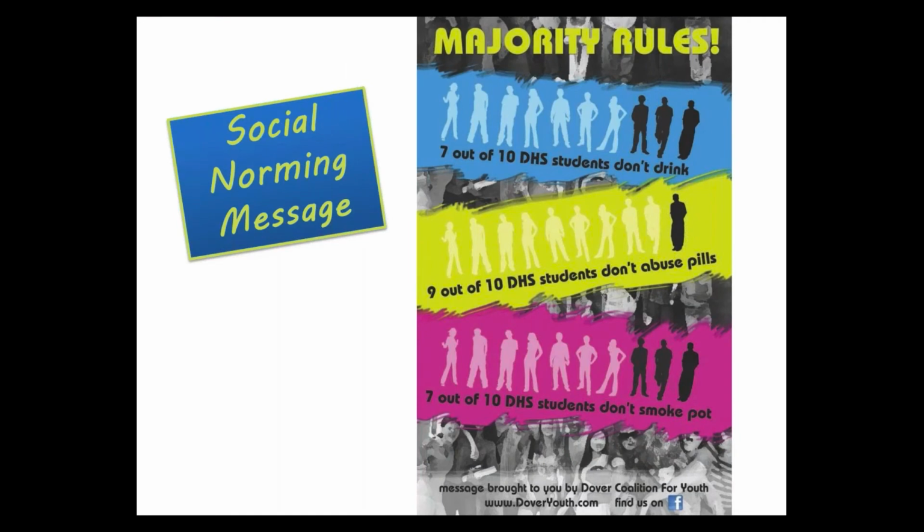So if you look up at the PowerPoint, you can see this piece of media that we referred to earlier, and it says 7 out of 10 Dover High School students don't drink. So this is a social norming message because while a lot of people may think that most high school students drink, there's actually evidence telling you that most high school students at Dover High School don't drink.